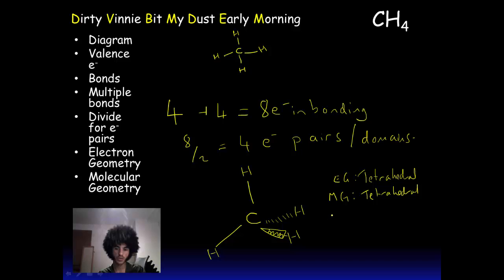Okay. To finish off, we're going to do the bond angle. The ideal bond angle for a tetrahedral molecule is 109.5. That's something you have to remember. Because I've got no lone pairs, it stays as 109.5, and that's my analysis done. Okay, so that's methane. Let's try another example.